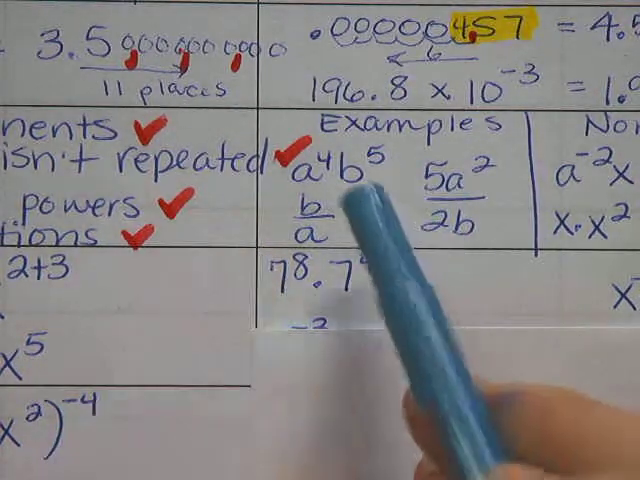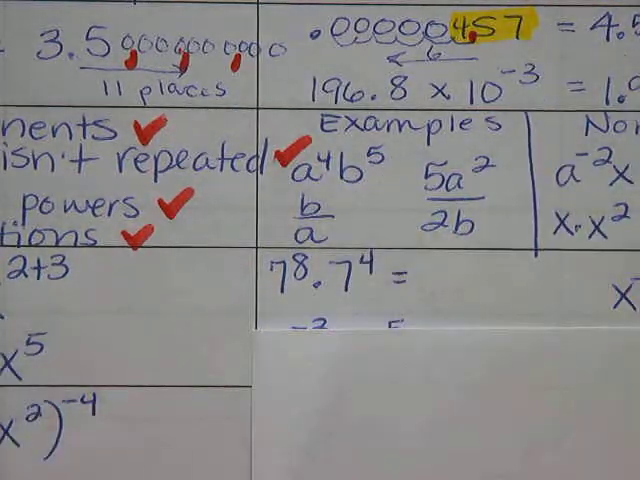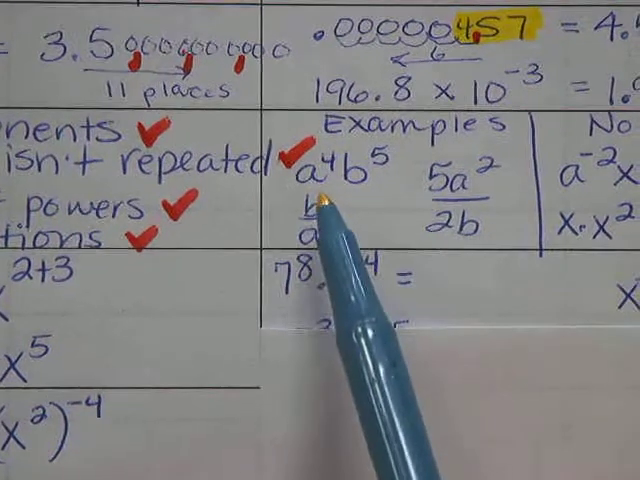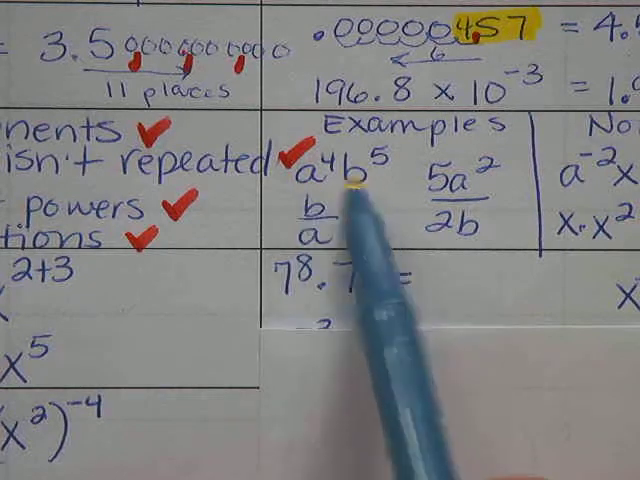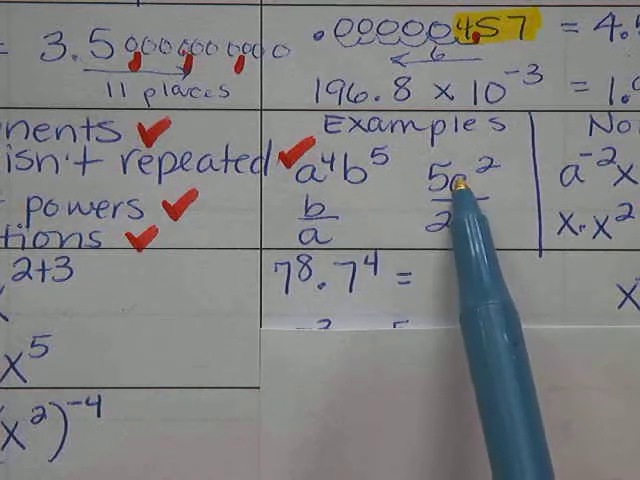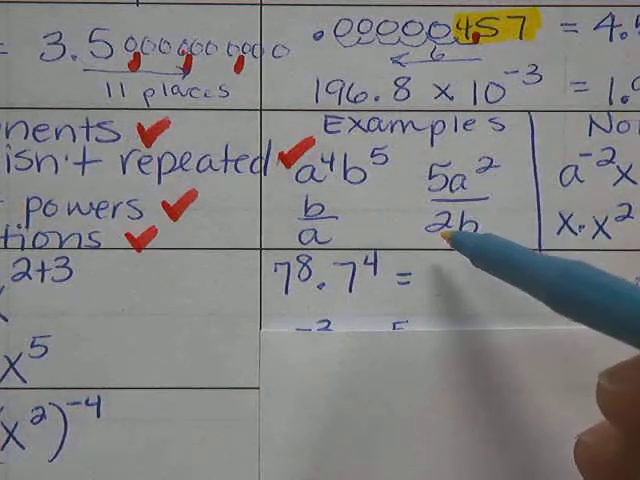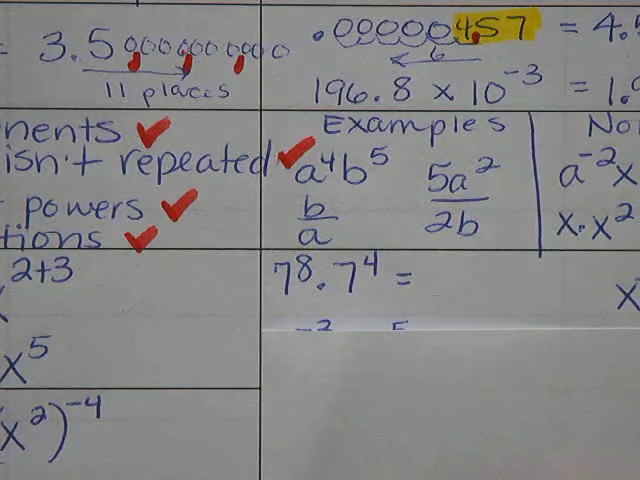So here's 3 examples of simplified expressions. Notice that there are no negative exponents. The bases of a and b are not repeated. And the fractional coefficients are reduced.